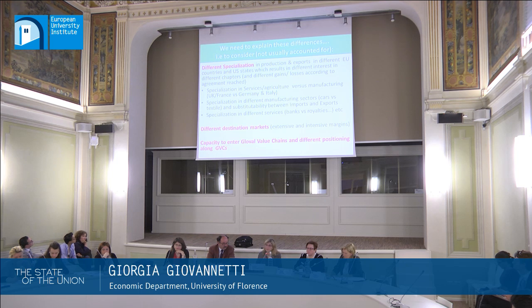Of course, within the manufacturing, within the services, you can have different specialization. And again, whether you reach an agreement on the automotive or not will favor some countries and some people within those countries and not some others. So these are the kinds of things which you will have to account for. Another important thing is the different destination market. How many of the European countries export to which states in the United States and vice versa? What I think is more important, however, is the capacity of firms to enter into global value chains and the different positioning along the global value chain.